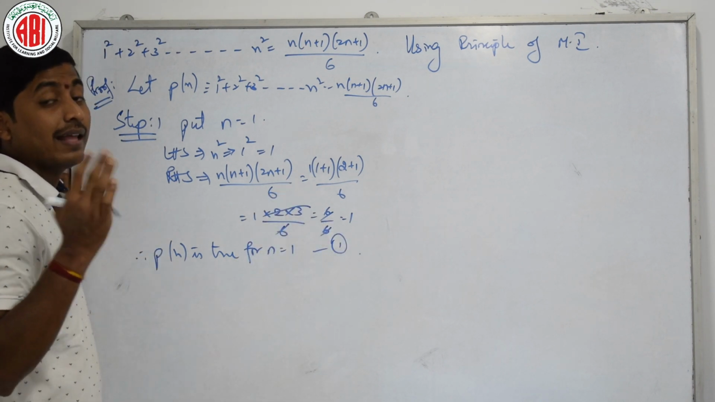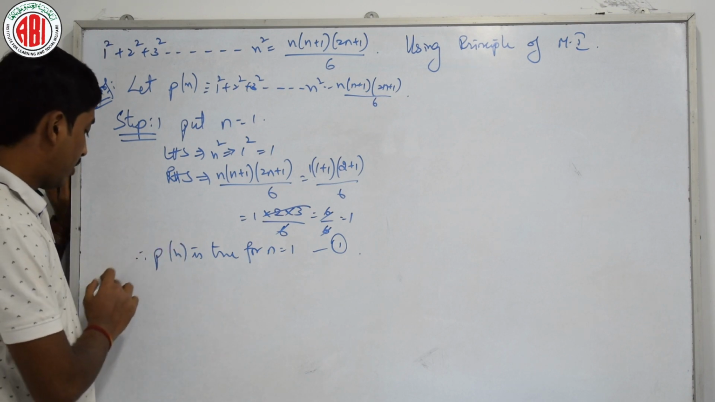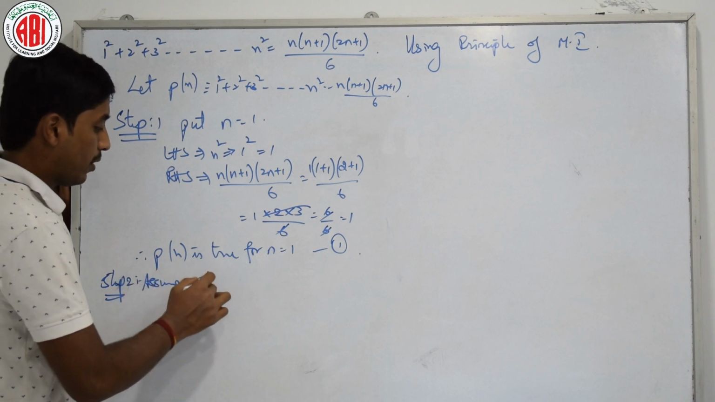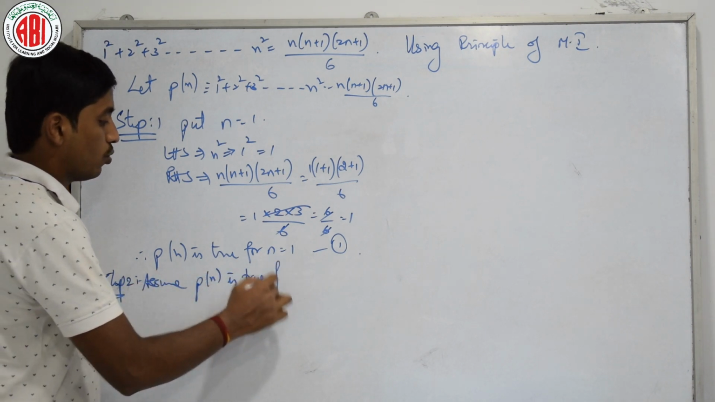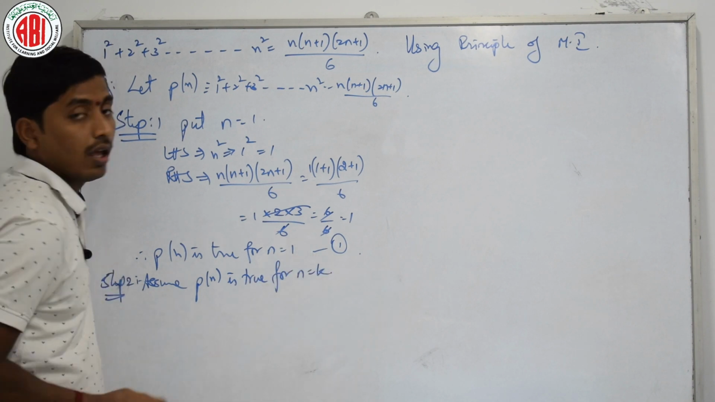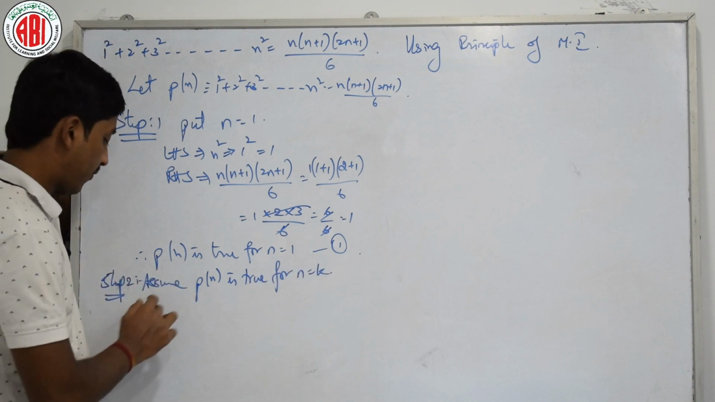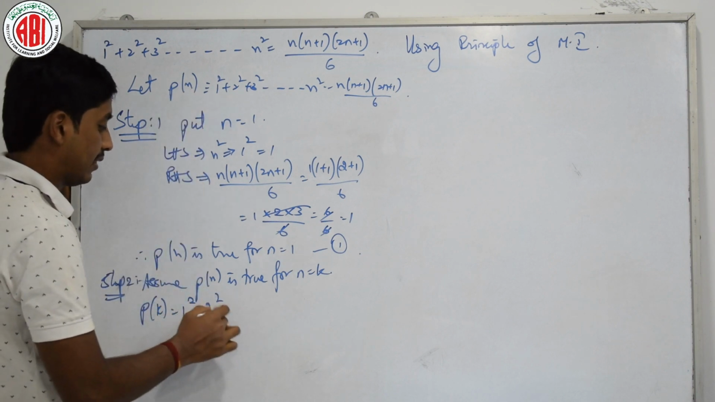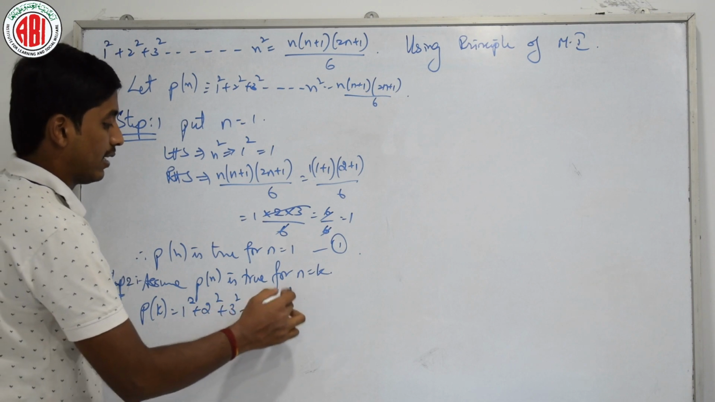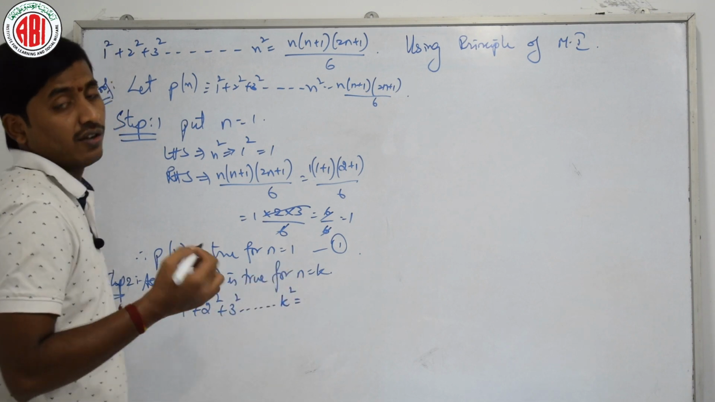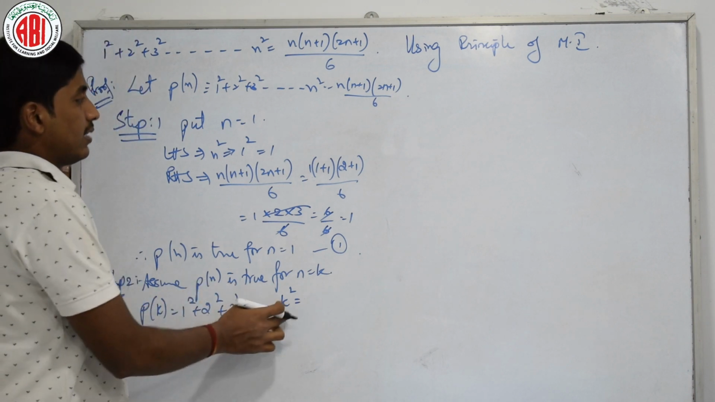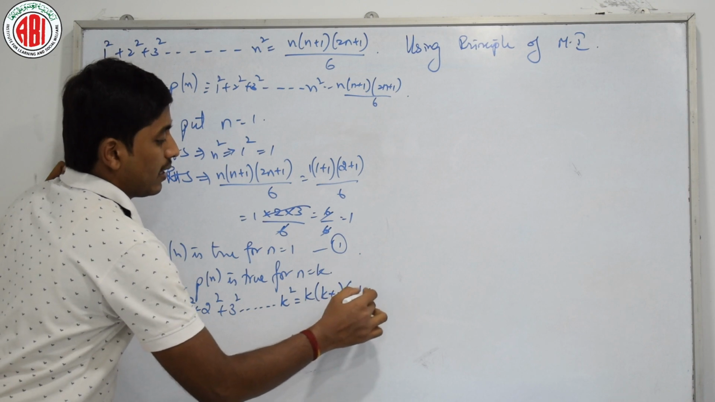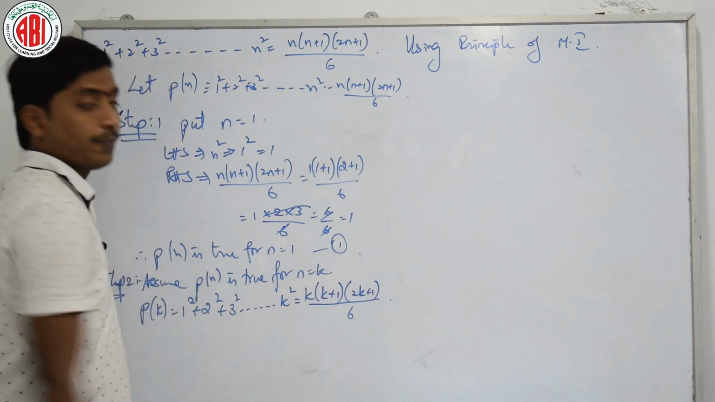What is our second step? The assumption, right? What are we going to assume? Let us assume P of n is true for n equal to k. Okay, what do you mean by that? Instead of n, we have to substitute k. Just try to understand. There is nothing difficult to understand here. The only thing is simplification, where to do, what to do and everything, right? Just substitute k instead of n: k into k plus 1 into 2k plus 1 whole divided by 6, right?